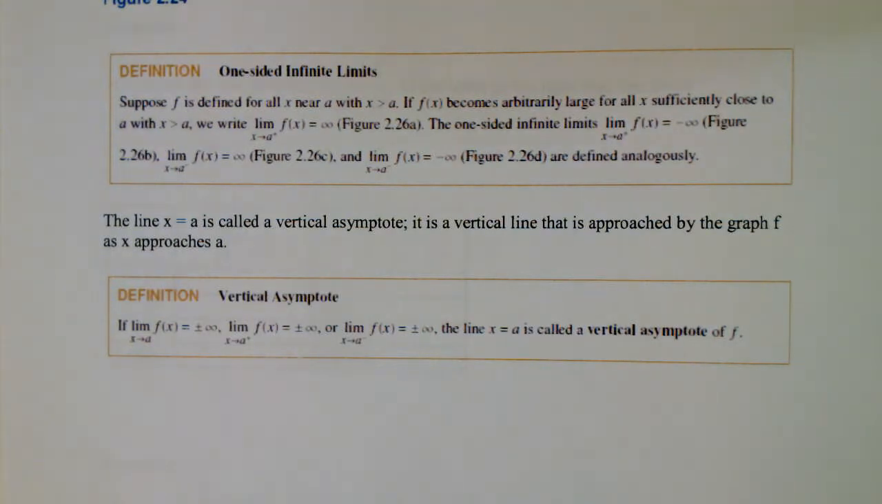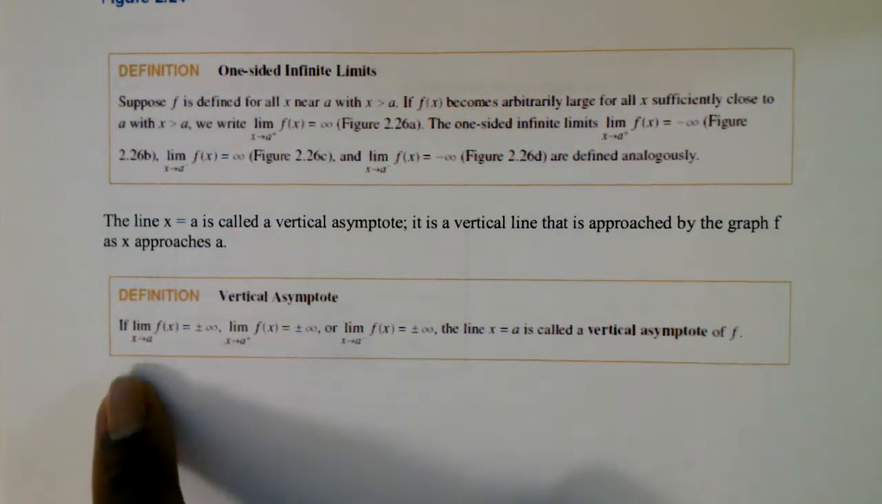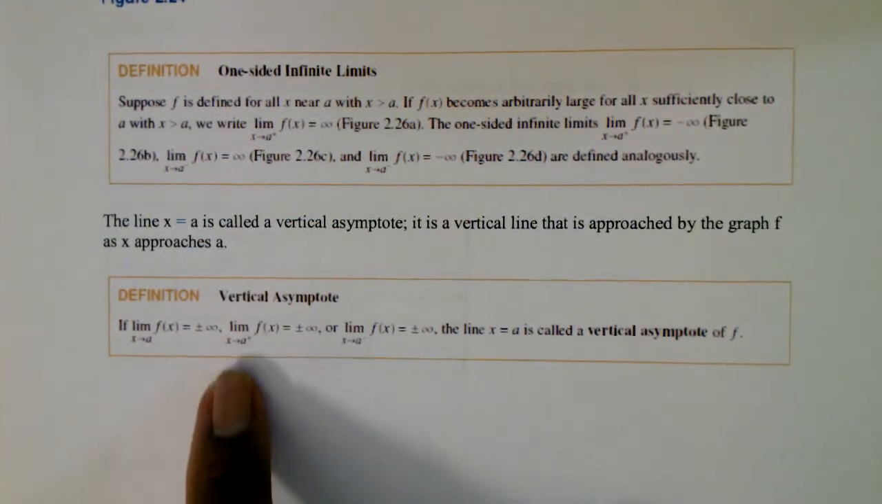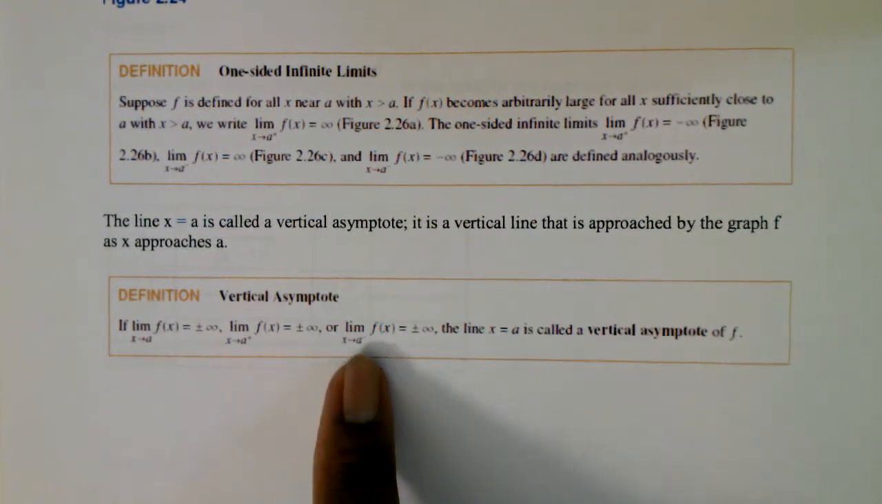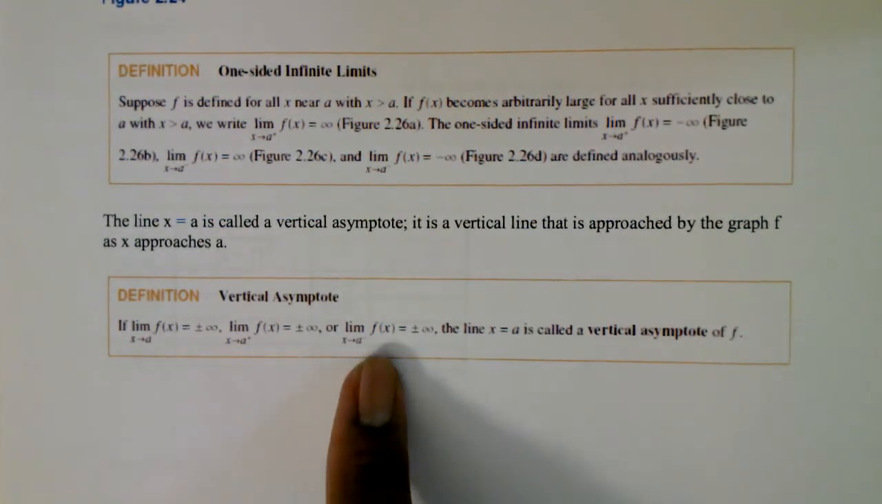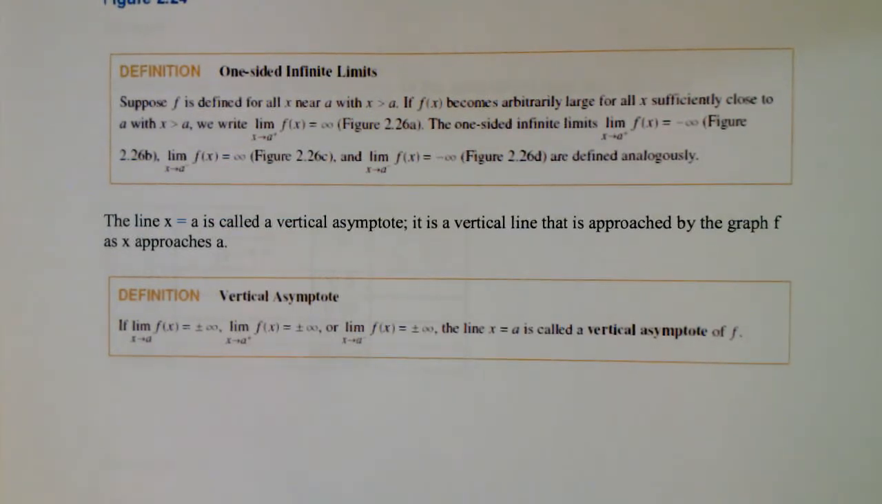And here's that definition using calculus, using limits. If the limit as x approaches a of f of x is equal to plus or minus infinity, or the limit as x approaches a from the right of f of x equals plus or minus infinity, or the limit as x approaches a from the left of f of x is equal to plus or minus infinity, we can say that the line x equals a is called a vertical asymptote of the function f.